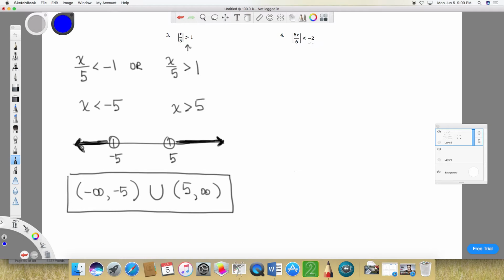So I can immediately see that this is a situation that's no solution. It doesn't even make sense when you think about the definition of absolute value to say that a number that's 0 or positive is less than a negative number.